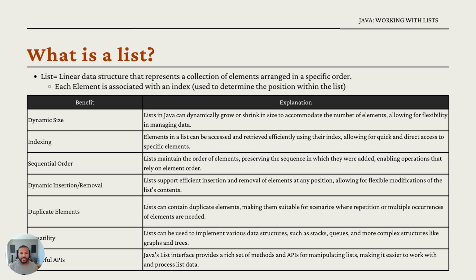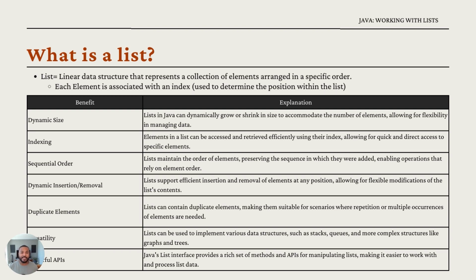So the first benefit is dynamic size. Lists have the remarkable ability to dynamically adjust their size. Unlike fixed-sized arrays, lists can grow or shrink as we add or remove elements. This flexibility makes them ideal for scenarios where the exact collection size is uncertain or changes over time. Dynamic sizing ensures efficient memory utilization, reducing unnecessary memory allocation, and improving overall performance.